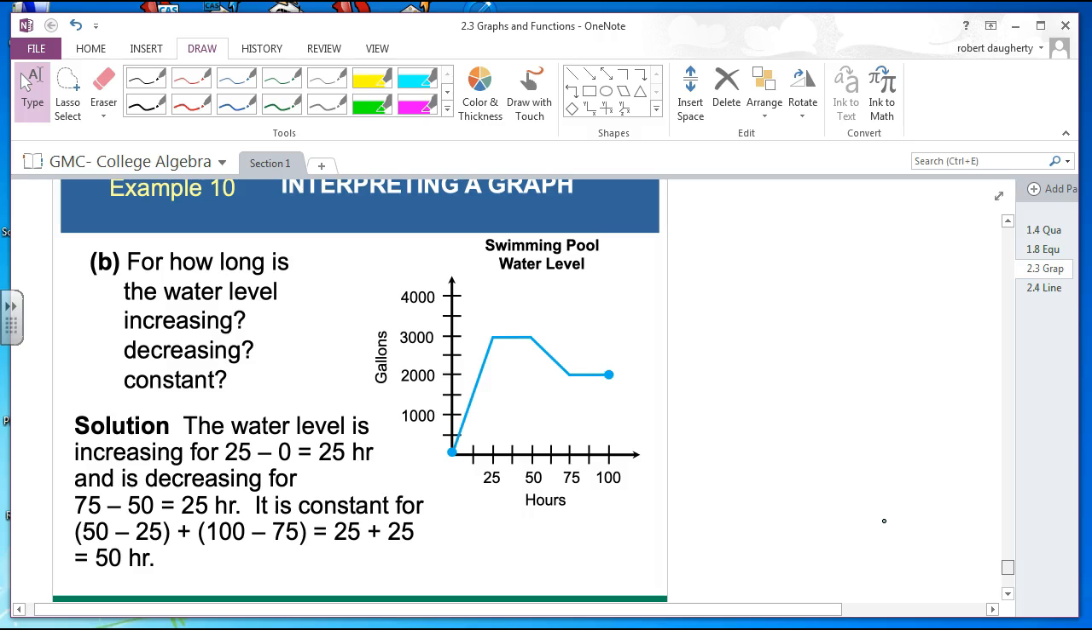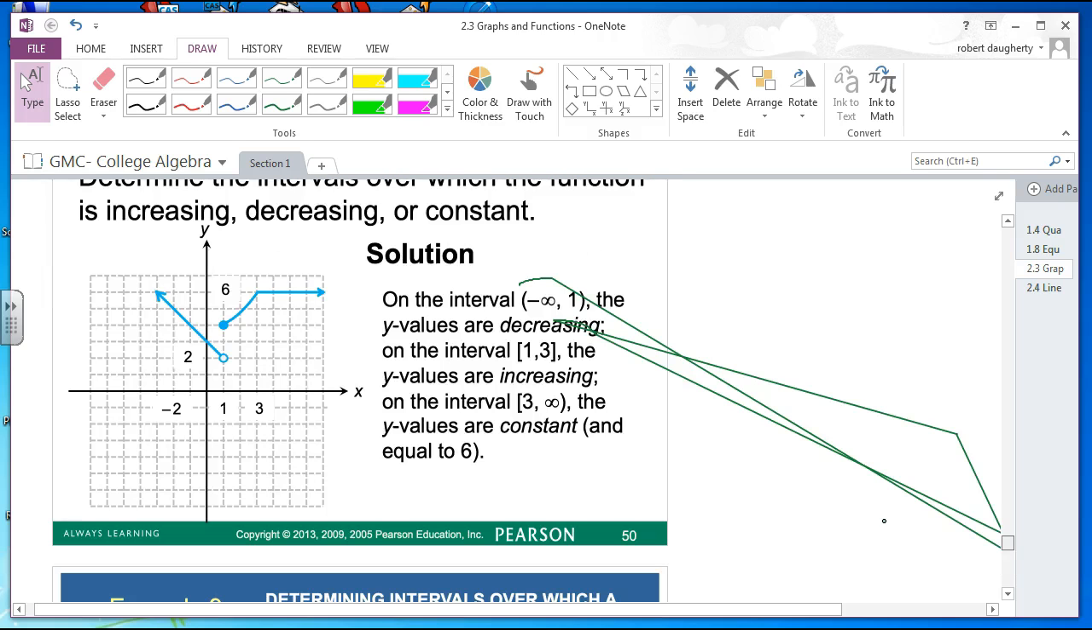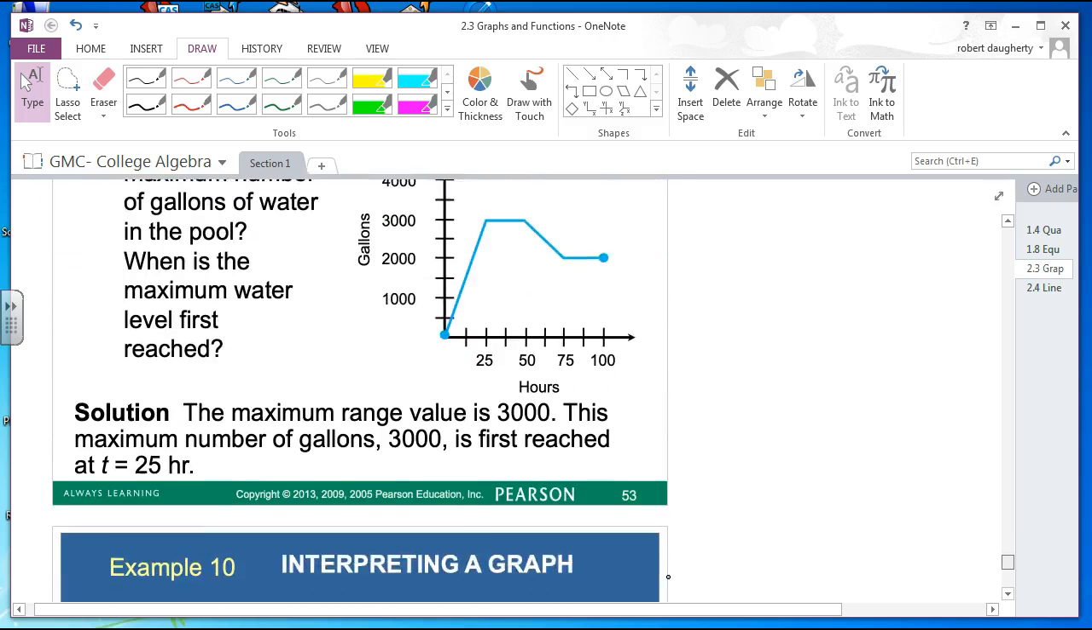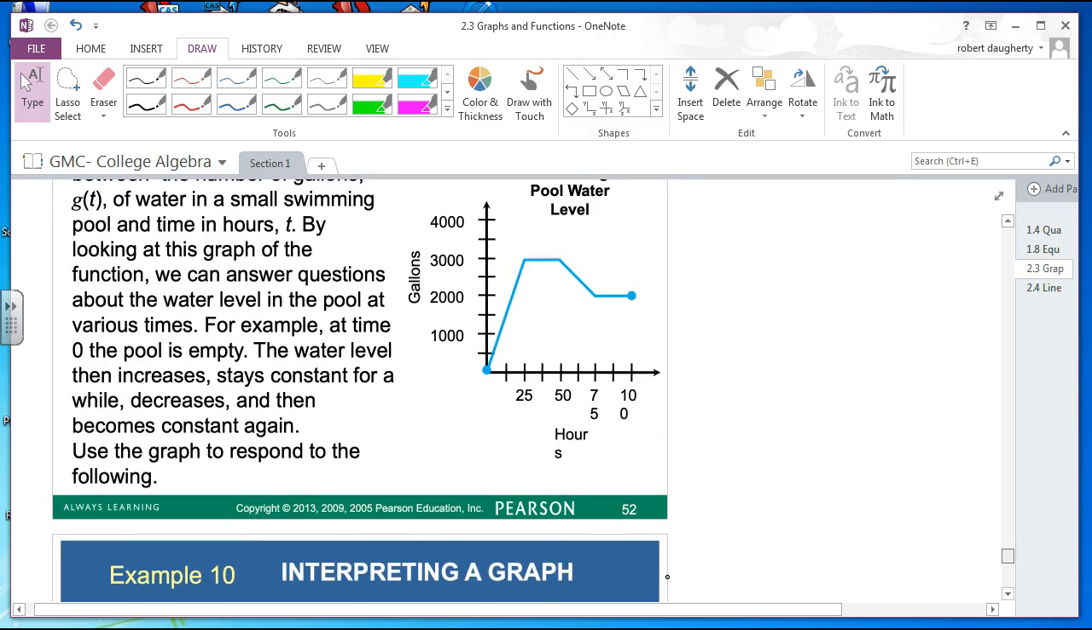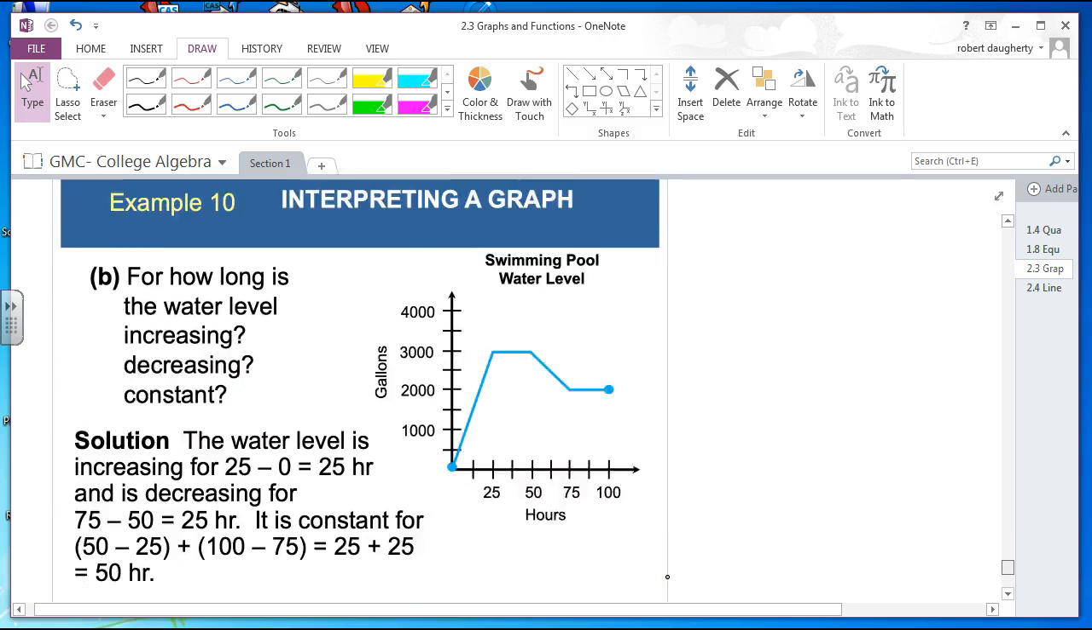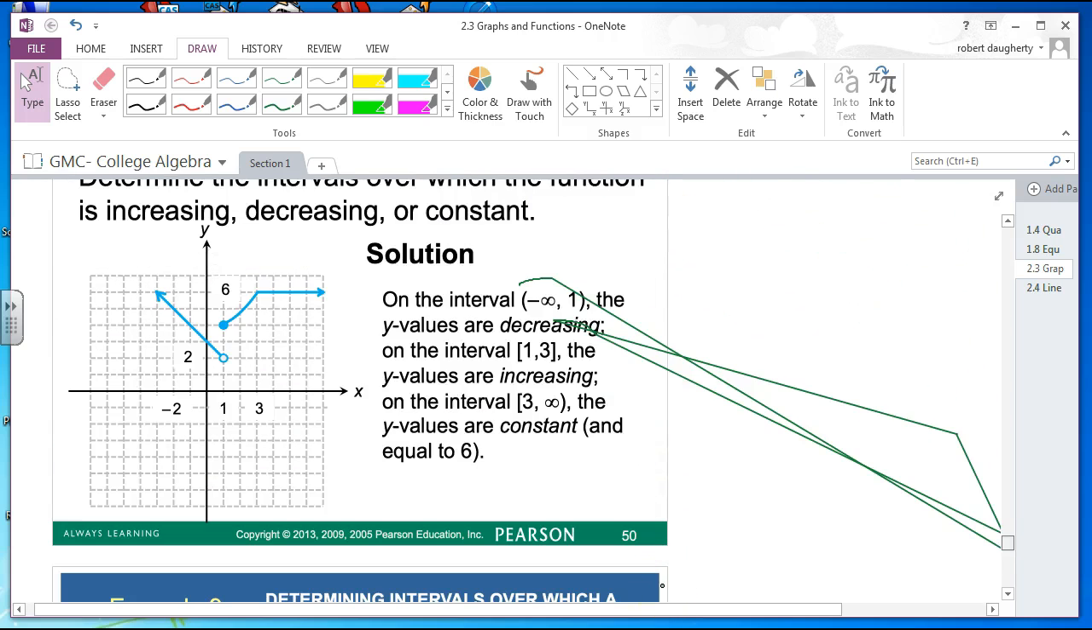They ask the question, how long is the pool increasing? Well, it's increasing for the first 25 hours. My graph just keeps jumping around, so sorry guys, I probably need to reboot this machine. So they're asking about what it's doing. It is increasing for the first 25 hours, then from 25 to 50, it's constant, and then it's decreasing from 50 to 75, and then constant again. Sorry about the technical glitch here, but this should be the end of section 2.3.